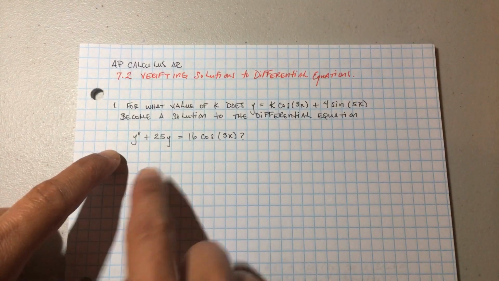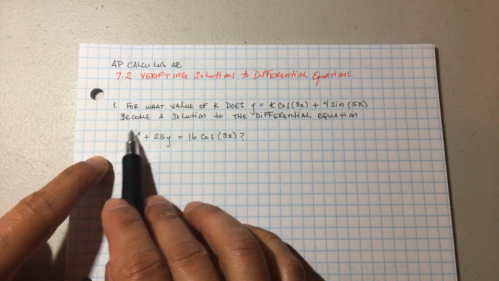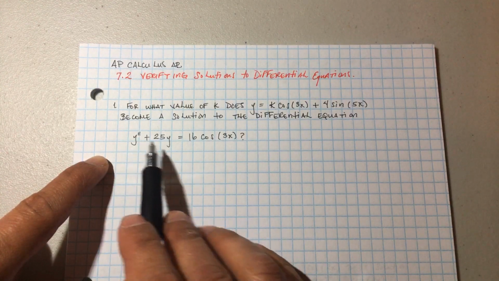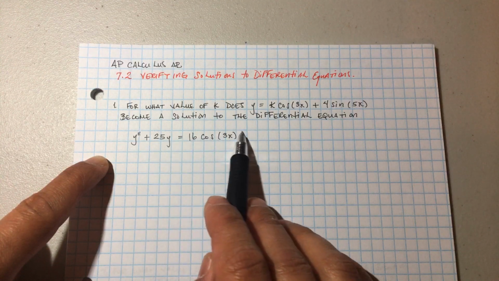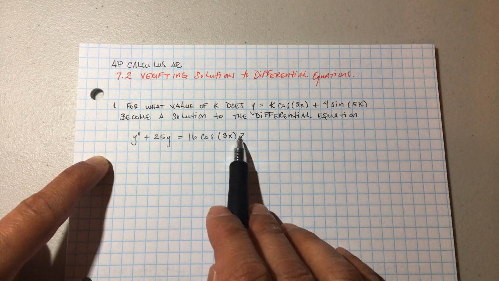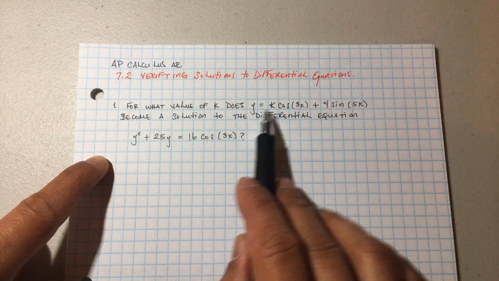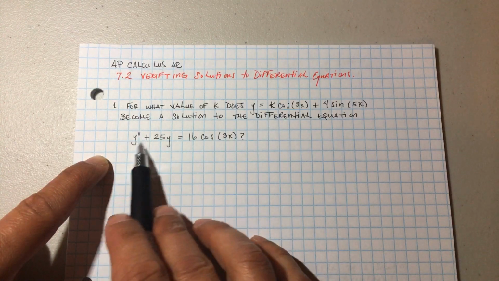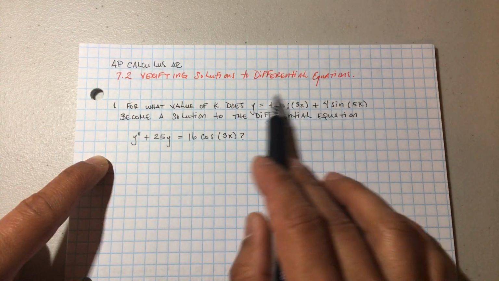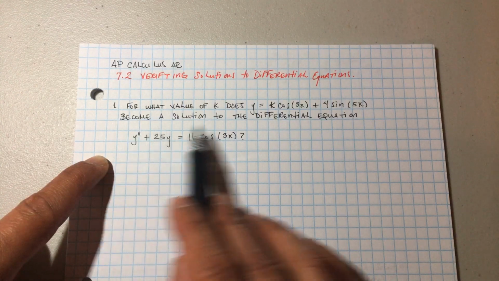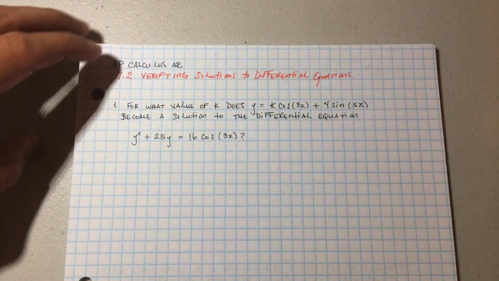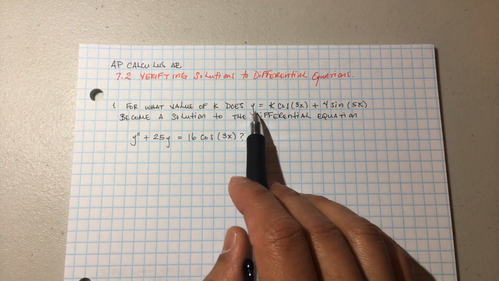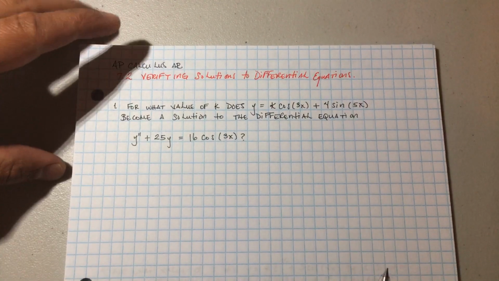But essentially what this is telling you is the second derivative here and the y here, you're going to have to plug it in and set it equal to this and solve for k. So you're going to have to find the second derivative of this, plug it in here, and this is y, so you're going to plug it in here, do your algebra, and solve it. So first we're going to find y prime.